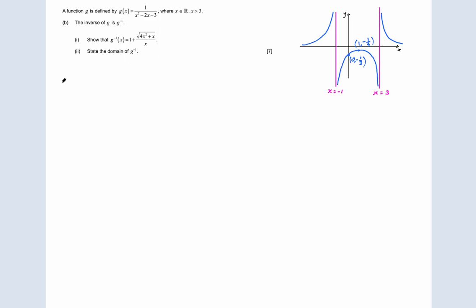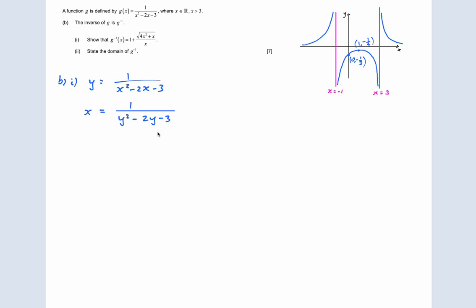So I'm going to say, okay, bi. I'm going to say y is equal to 1 over x squared minus 2x minus 3. Now to get the inverse function, we swap x and y, because that's what the inverse function is. So I'm going to say x equals 1 over y squared minus 2y minus 3. And my goal is to make y the subject.